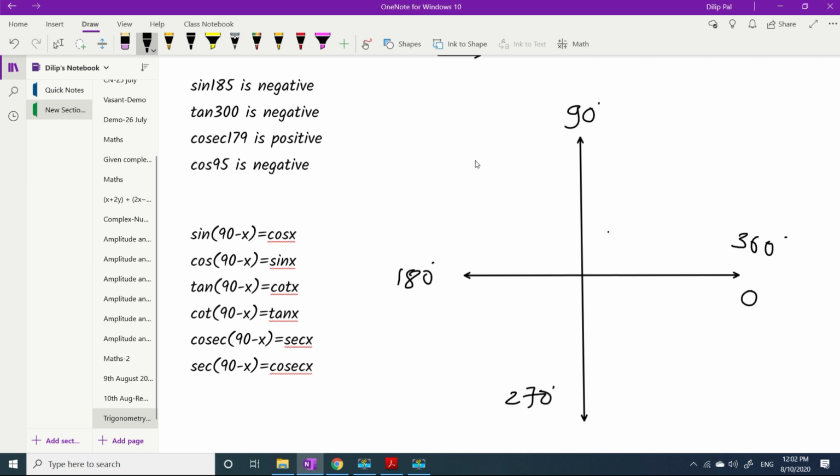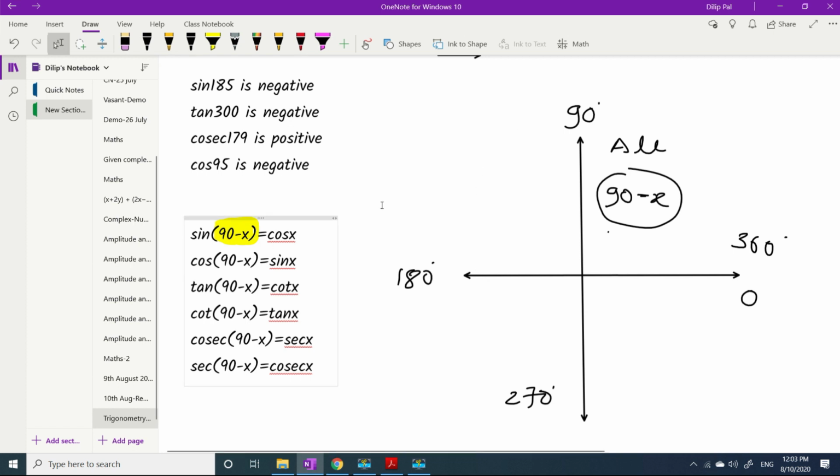Because if we think about 90 minus x, where will this 90 minus x lie? Obviously it will lie here, 90 minus x. Means the angle which is less than 90. Yes, x is any acute angle and then 90 minus x will be in the first quadrant. And all trigonometric functions are positive in the first quadrant. That is the reason you can see every 90 minus x is giving positive answers.